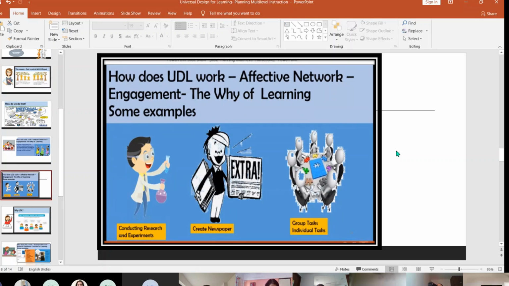If we have given any task and the child completes that, now we have various ways to engage a child. We can conduct research and experiments. Some are very good in research. We can make groups. We can give them a group task that this group will make a research, this group will make a report, this group can conduct a play on that particular topic.